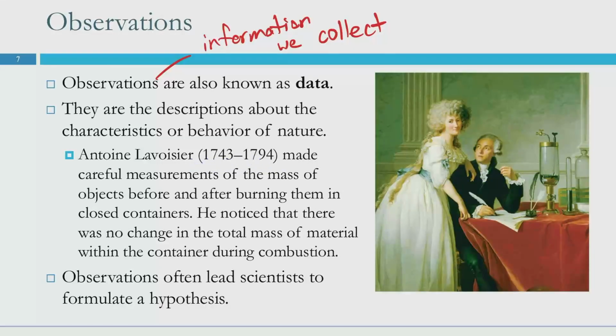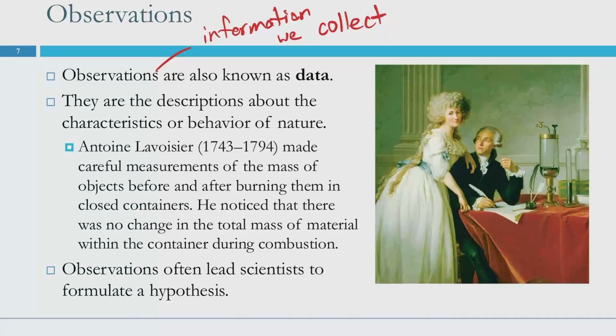In the late 1700s, he made some careful measurements. He took this apparatus here and he put stuff in it. It's a sealed glass apparatus. He put stuff in it, he lit it on fire, he closed the container, and then he did measurements. He just burned stuff and then recorded before and after. He noticed that the mass of the objects before and after burning them was the same. There's no change in the total mass before burning and after burning. That's part of why he had the closed container, so he could make sure everything was captured.